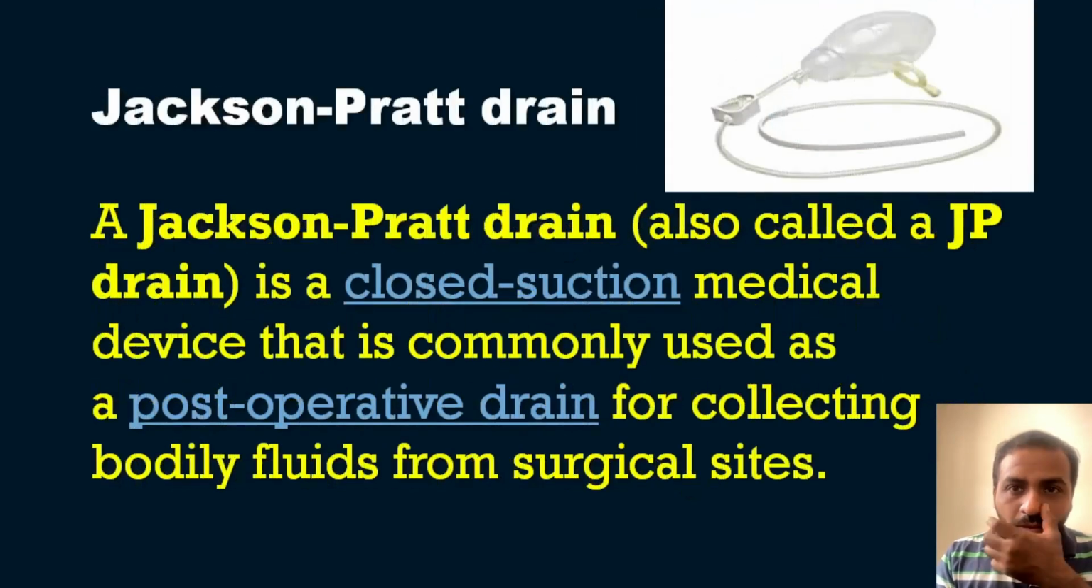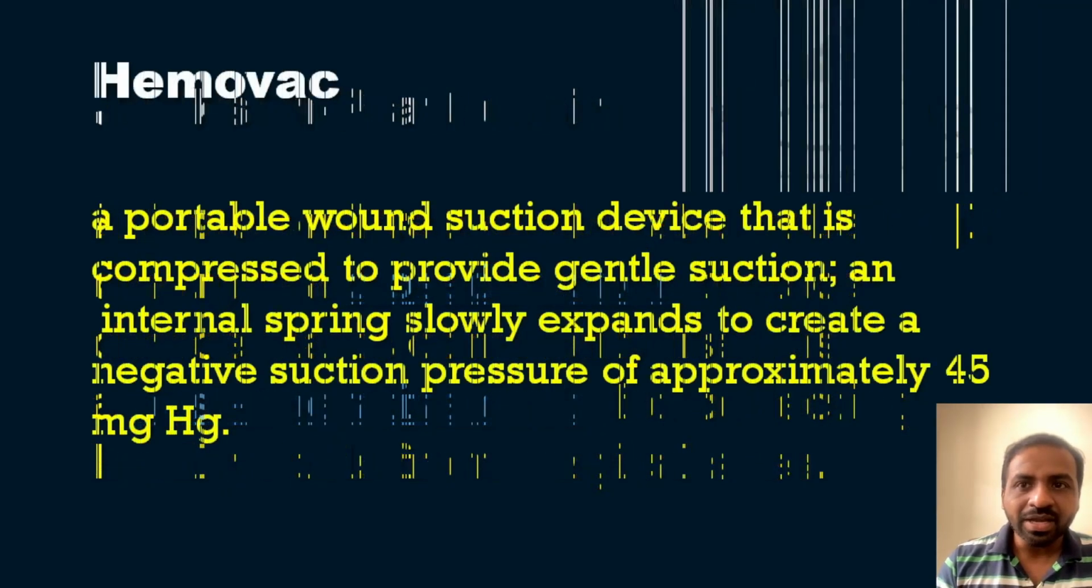Now the other option was the Jackson-Pratt drain, otherwise known as the JP drain. This is a JP drain picture. The Jackson-Pratt drain is a closed suction medical device that is commonly used as a postoperative drain for collecting bodily fluids from the surgical site. Don't be confused, because our question was particularly related to gallbladder surgeries. This can also be used for other surgeries to drain out secretions.